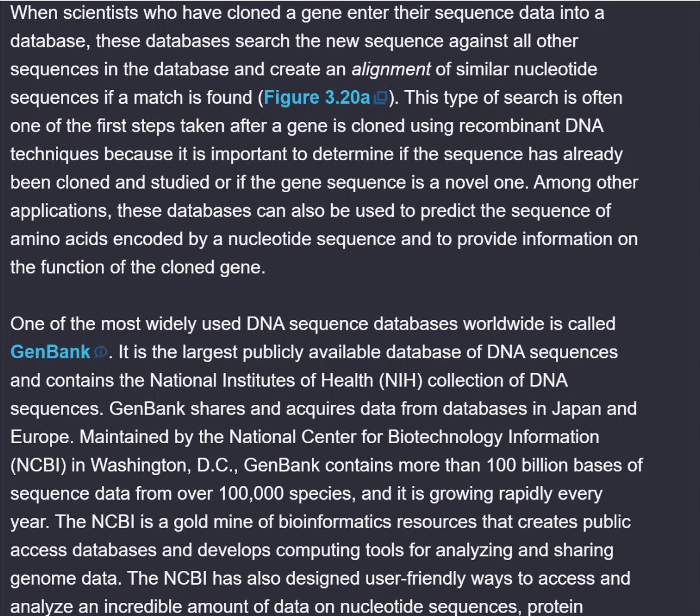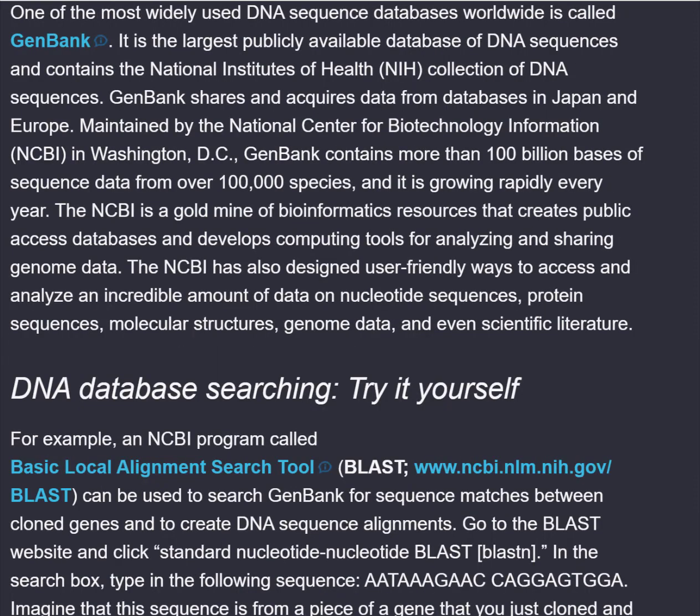Figure 3.20a. This type of search is often one of the first steps taken after a gene is cloned using recombinant DNA techniques because it is important to determine if the sequence has already been cloned and studied or if the gene sequence is a novel one. Among other applications, these databases can also be used to predict the sequence of amino acids encoded by a nucleotide sequence and to provide information on the function of the cloned gene.